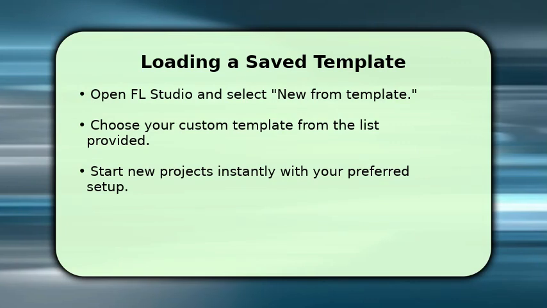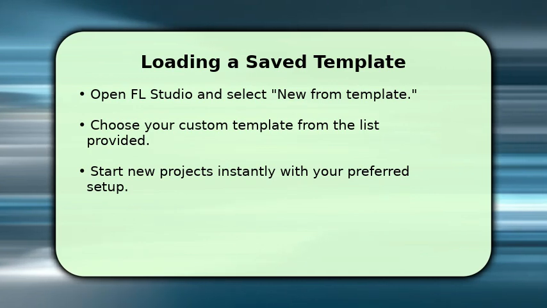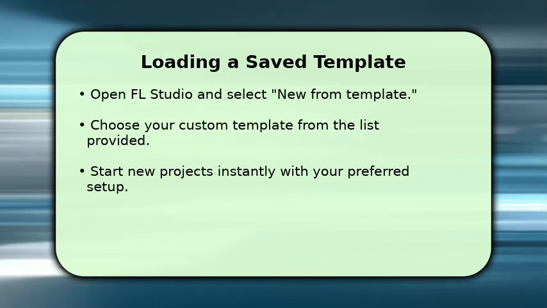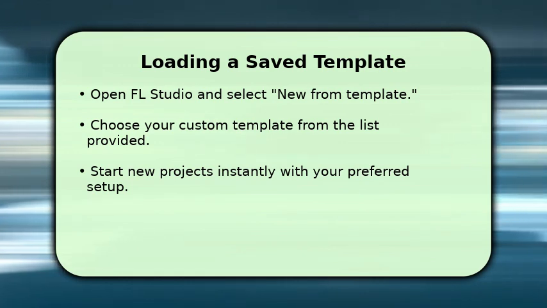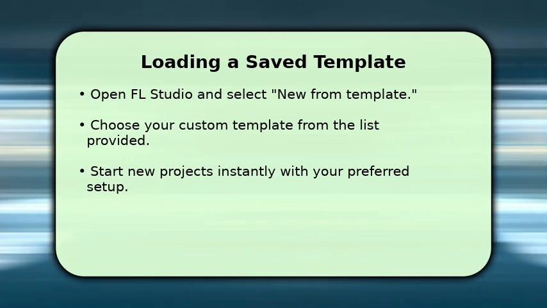To use your newly created template, simply open FL Studio. Instead of starting a completely blank project, go to File and then New from Template. You'll see a list of available templates, including the one you just saved. Select your custom template, and FL Studio will load it, complete with all your pre-configured mixer tracks, instruments, and effects. This streamlines your creative process, letting you jump straight into making music.